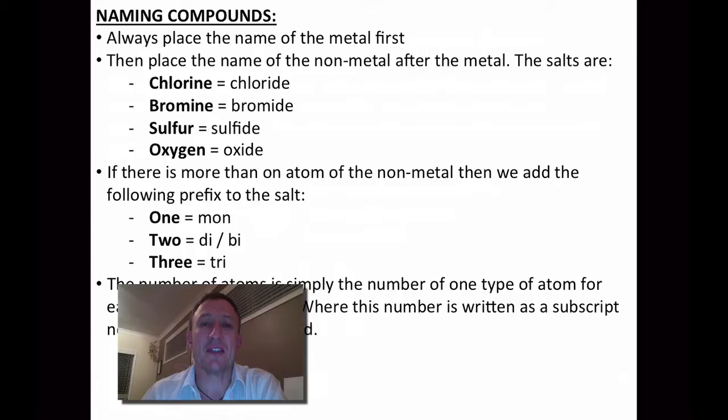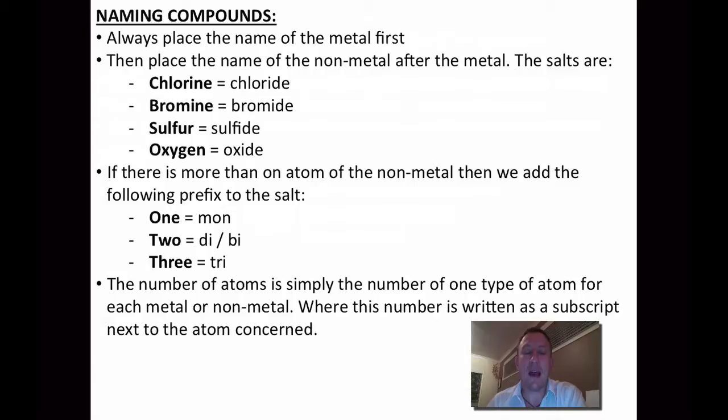So let's run through some key terms. When we're naming compounds, the metal always goes first. Then after the metal we place the non-metal, written as a salt. As I stated earlier, chlorine turns into chloride, so the suffix "ide" is put at the end. Bromine, another non-metal in the same group as chlorine, is written as bromide. Sulfur is written as sulfide. Oxygen is written as oxide. So we will always place the metal first and then follow that up with the salt, which often has the suffix "ide" at the end.